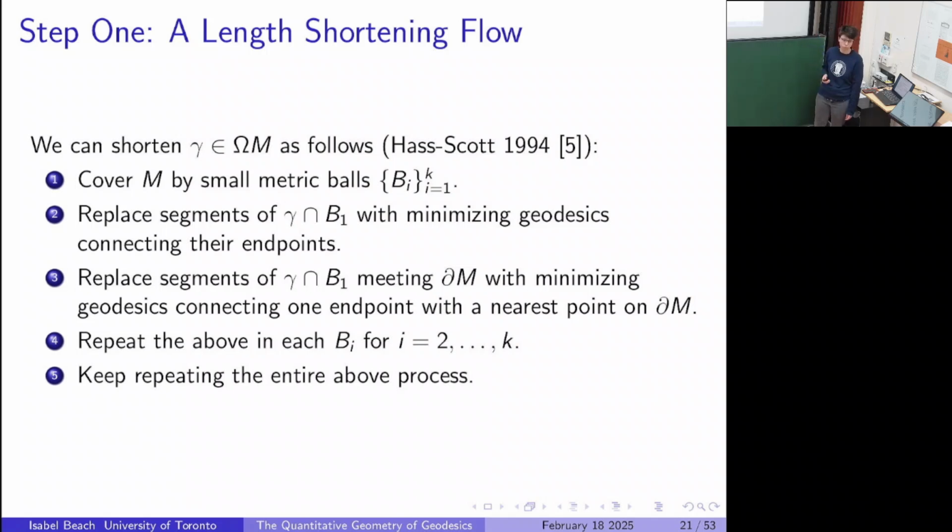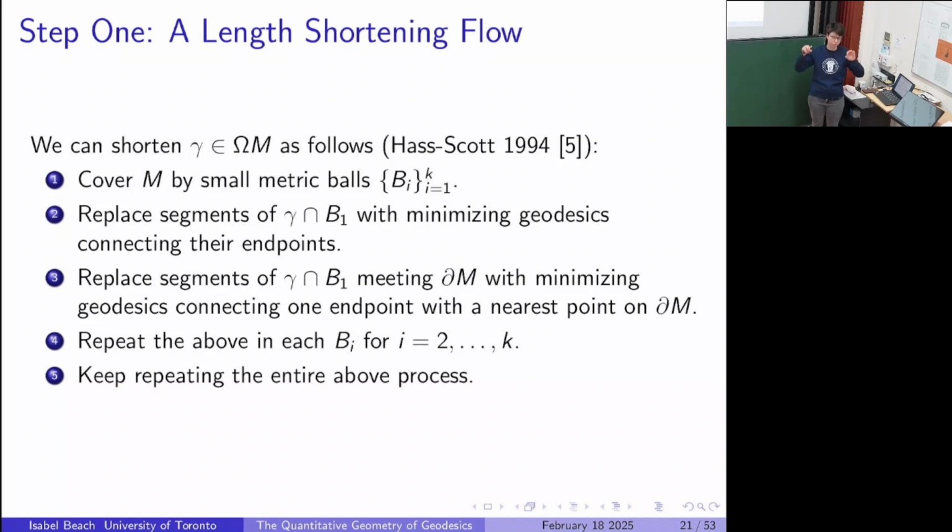Is there not a problem? So you have to ensure that you don't get self-intersections. Yeah, so it's actually interesting: if you start with a curve without transverse self-intersections, you're not going to get transverse self-intersections in this method, because essentially you're replacing things by minimizing geodesics in a ball. So minimizing geodesics can't cross each other.